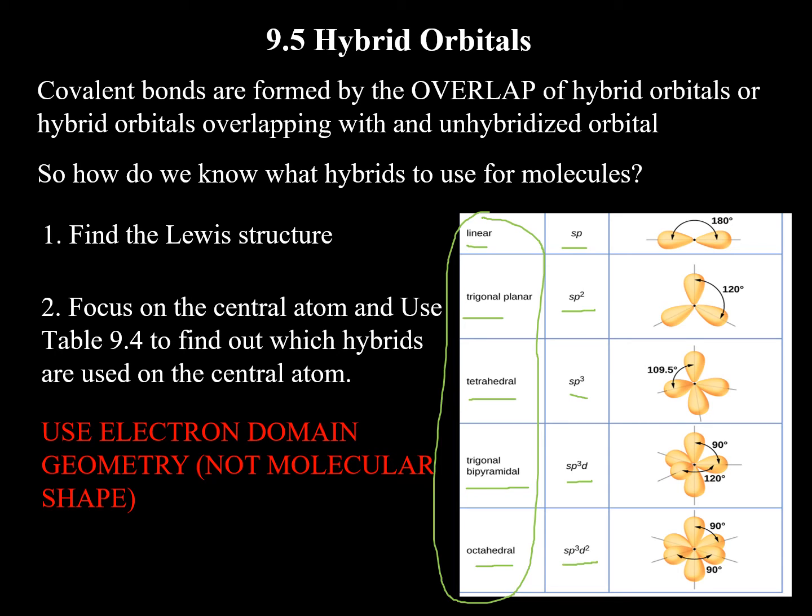So for instance, if you had something like water, we know the shape of it is bent. But if we're looking at electron domains, it has 1, 2, 3, 4 electron domains. This would be a tetrahedral. I'll repeat, this would be a tetrahedral in terms of electron domains, and it would correspond to sp3 hybridization for the oxygen.